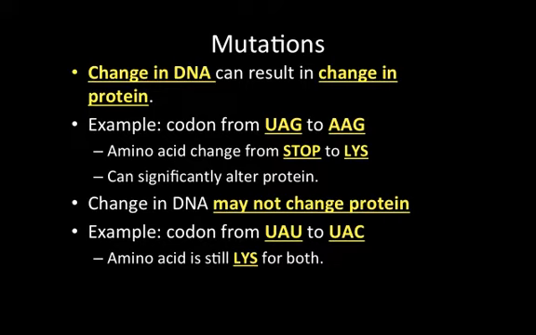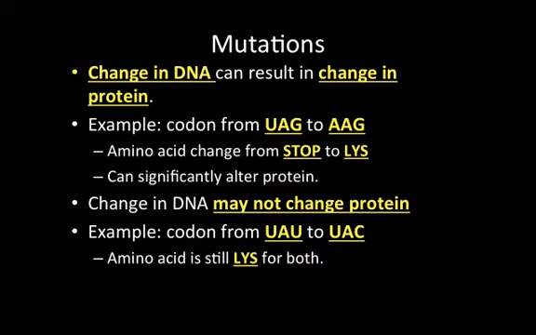A change in DNA can result in a change in the protein. For example, if we have a codon that is changed from UAG to AAG, that U ends up getting genetically altered to an A, and the amino acid then changes from a stop codon to lysine. This can significantly alter a protein because that amino acid sequence is very specific to that protein. And if that amino acid sequence changes, then the protein is going to change. If it's a life-essential protein, that cell cannot survive.